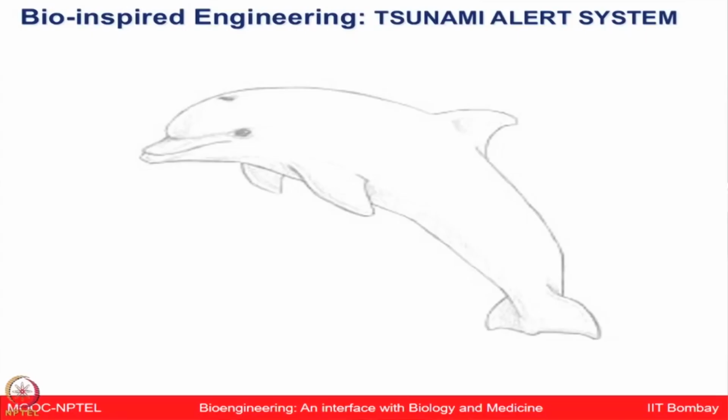Now, let us go to another example. On the screen you can see the dolphin. Dolphin provides inspiration for a tsunami alert system, which can be used for warning people about tsunamis. Dolphins in their family recognize calls almost 25 km away when they are in the water, to cope with the sound scattering behavior of the high frequency.